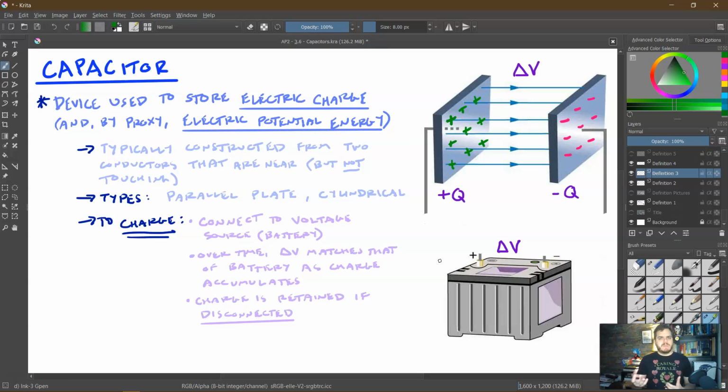A good example would be camera flashes. That flash of light is a humongous burst of current, and that's usually the result of discharging a capacitor. So how do we discharge it?